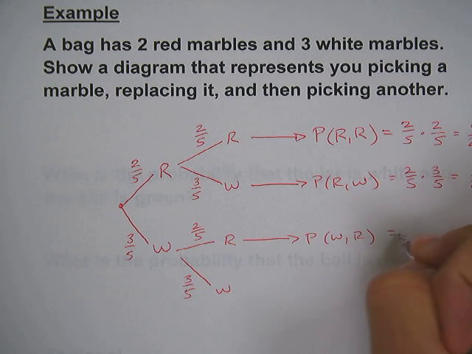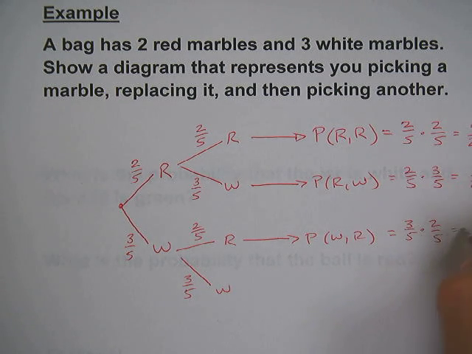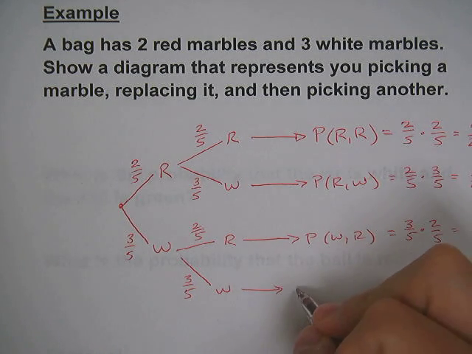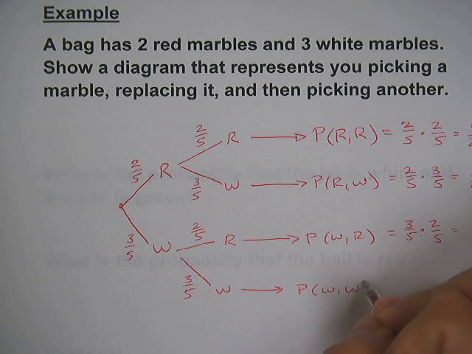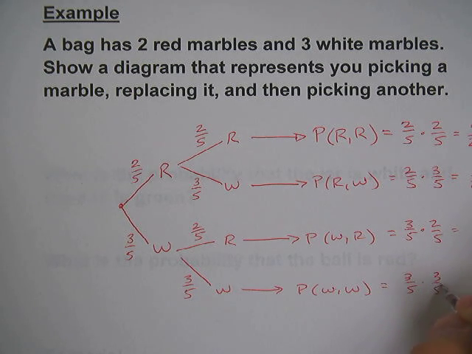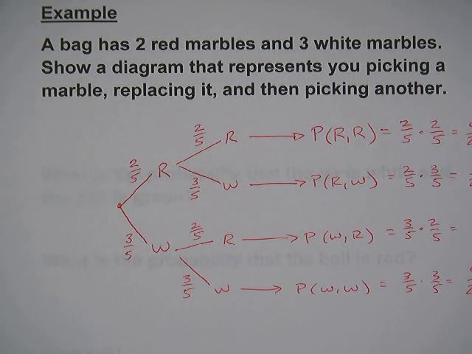And what about this one, picking a white and then a red? Hopefully it makes sense that it's the same as the one we just did. And what's the probability of picking a white and a white? That's 3/5 times 3/5. Okay, so those are our probabilities.